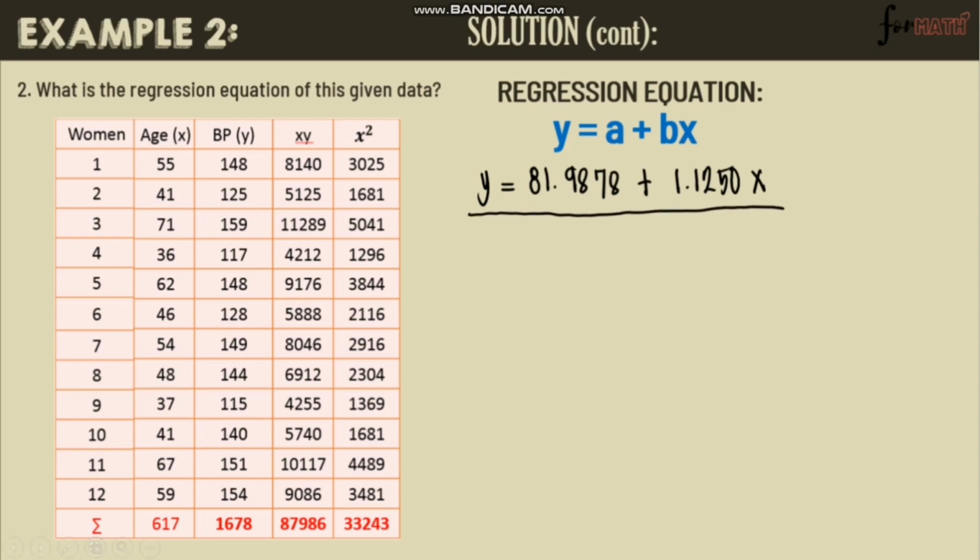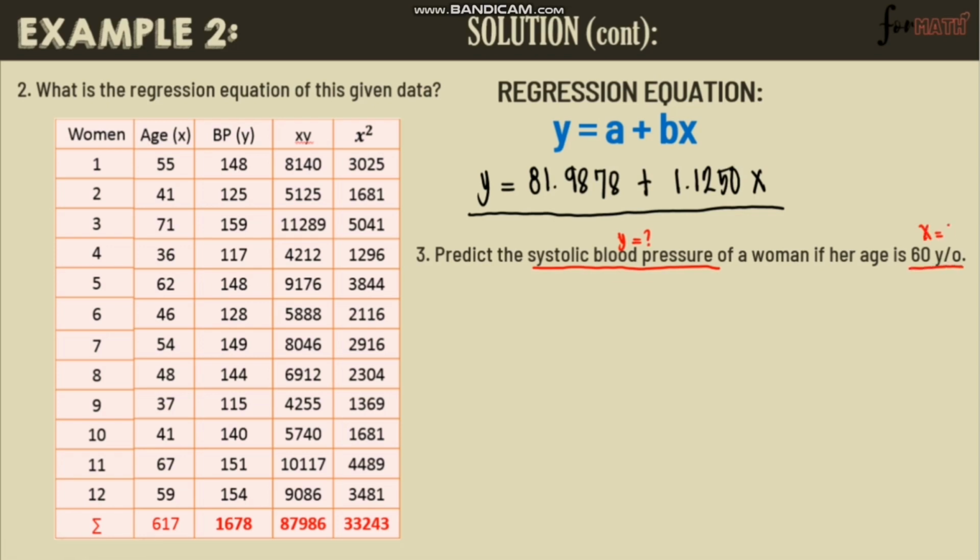Okay? And then, for number 3, we have question here. Predict the systolic blood pressure. Okay, systolic blood pressure, ito po yung y. If a woman, if her age is 60. So, x natin here ay 60. Okay, so kunin lang po natin yung ating regression equation. We have y equals to 81.9878 plus 1.1250 times yung x, which is 60.